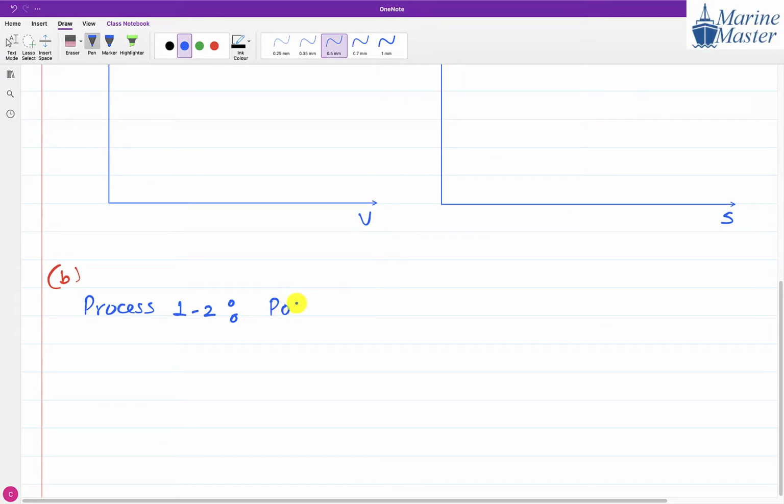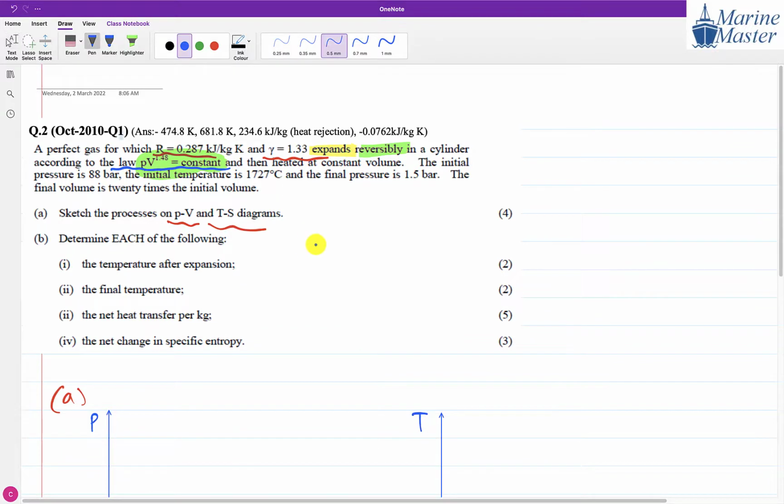Polytropic expansion. And which law are we following? PV raised to the power 1.48 is equal to constant. So we have the first process.